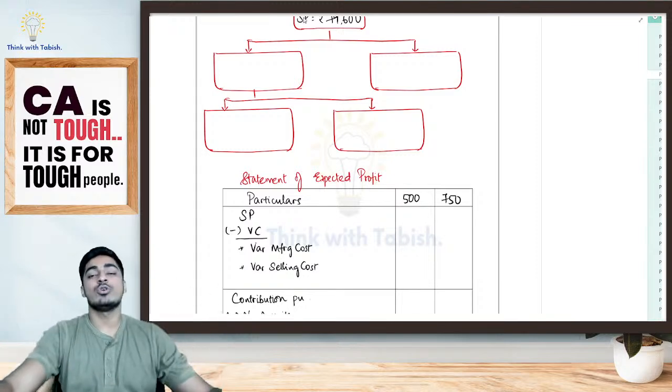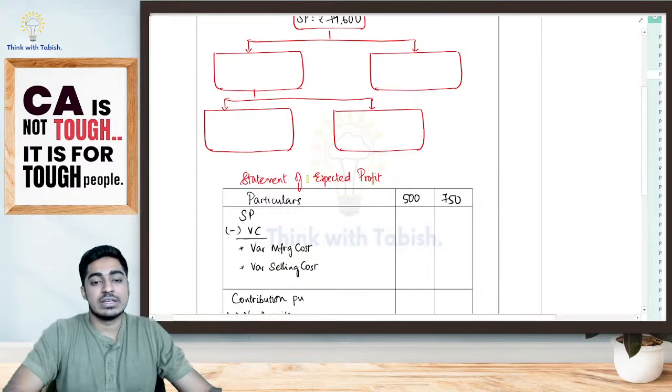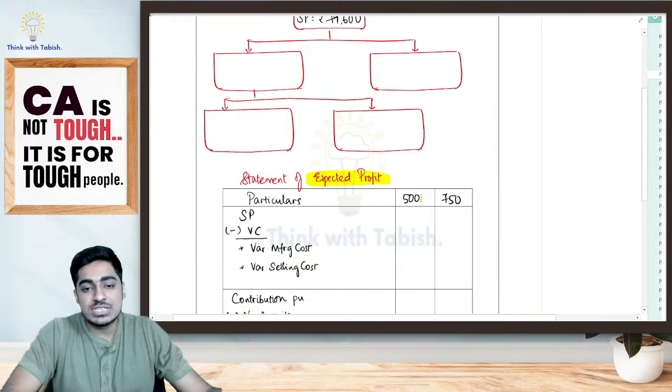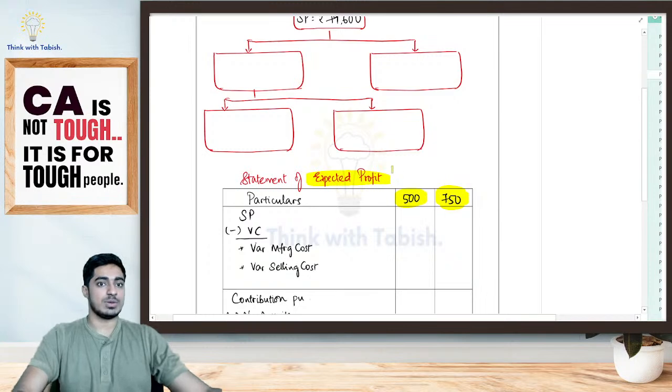Yes. So what am I going to calculate? I am going to calculate my expected profit at two different levels. If I am producing 500 units, what will be my profit? If I am producing 750 units, what is going to be my profit?